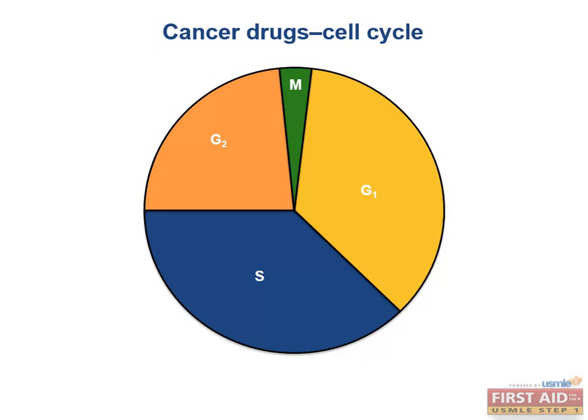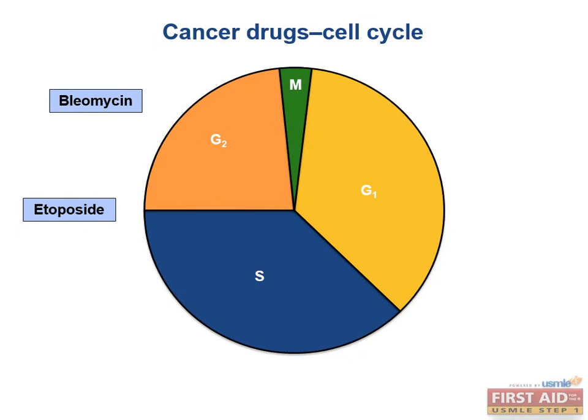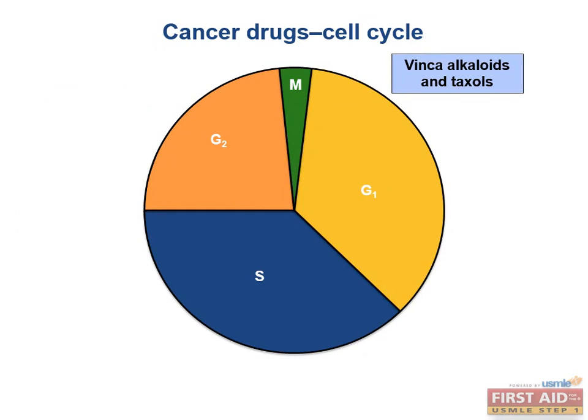Well, this is one good way to organize how we think of the action in these cancer drugs. Different drugs have been developed to affect each stage, and this concept is directly tested on the USMLE exams. Antimetabolites affect the S phase, where DNA synthesis occurs. Etoposide affects the S phase, but unlike antimetabolites, etoposide also affects the G2 phase. Bleomycin is another great agent that blocks the G2 phase, and several drugs affect mitosis, including the Vinca alkaloids and Taxols. Vinca alkaloids also affect the S phase.